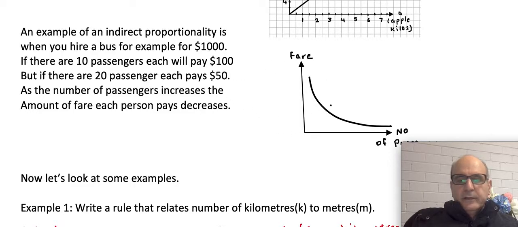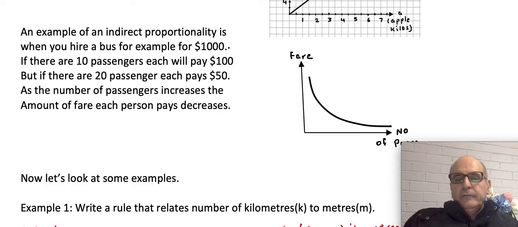This is showing the amount of fare that you pay when you rent a bus. For example, imagine that you hire a bus for a day for $1,000. And now if 10 passengers are on that, and you get with a number of your friends and hire this bus, you pay $1,000, but because there are 10 of you, you're going to share it, and each of you pay $100.